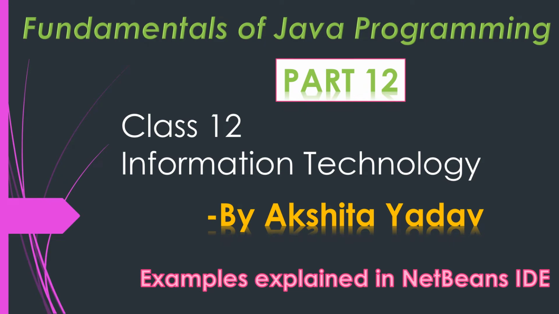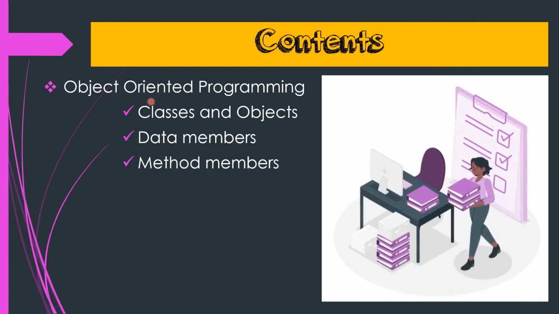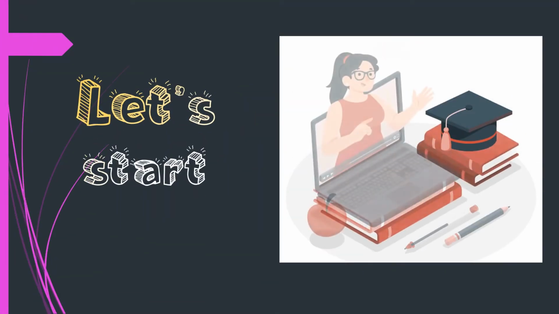This video is part 12 of Fundamentals of Java Programming for class 12 IT Code 802. First of all, let us discuss the contents that we are going to cover today. We will be studying the topic Object-Oriented Programming, and under this we will be studying classes and objects, data members and method members. These topics we will be studying today. Let's start.